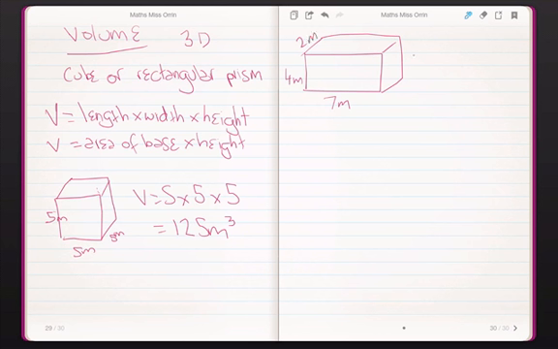All right, so same thing. We just multiply them all together. So 2 times 4 times 7. So what do we get all up? It's 56. 2 times 4 is 8. 8 times 7 is 56. Now we've got meters and it's cubed because we're doing volume this time, okay? And that's all there is to it. You just multiply all the things together and you end up with the volume. Hope that helps.